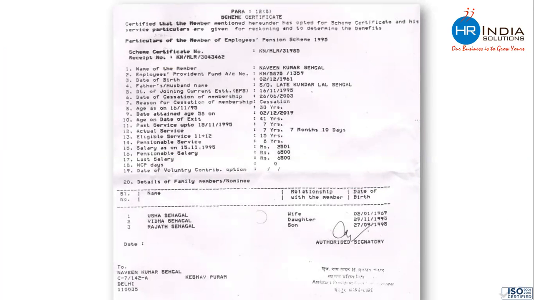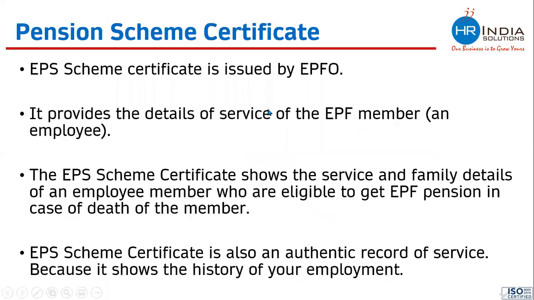And this is how the scheme certificate looks. This is a replica of the scheme certificate, in which you can see the employee's details given, his nominee details are there, his pensionable salary is mentioned on which the pension will be calculated, and his last salary is also mentioned over here. Last basic salary also, total actual service 7 years, 10 days, date of attaining 58 years is 2nd December 2019. He has attained the age of 58 years. All these details are there in the scheme certificate.